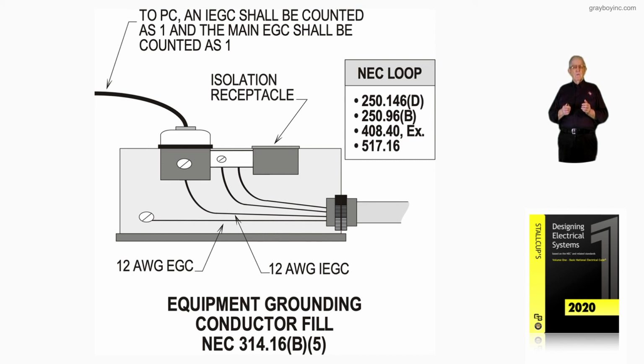And of course, you know, an isolation plug cannot be used except in offices and areas where redundant grounding is not required in 517.13. So there's good information listed in the NEC loop, along with 314.16(B)(5). And that's what our figure 12-7B is illustrating.